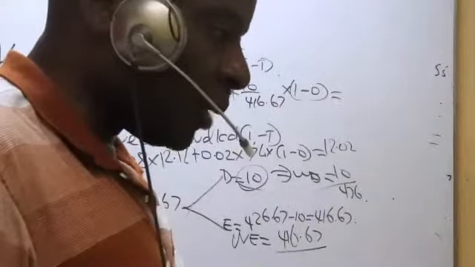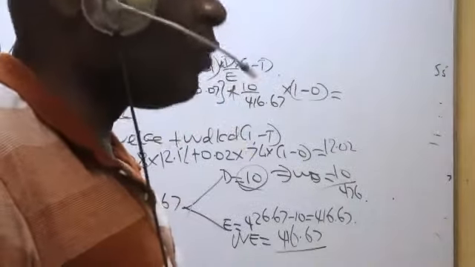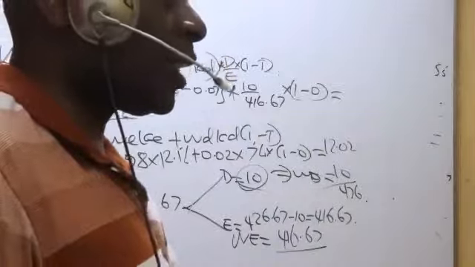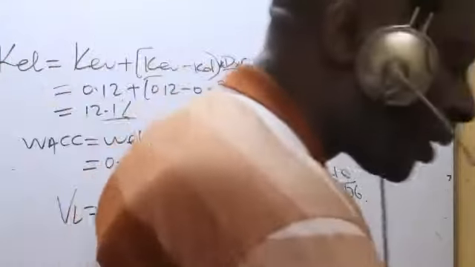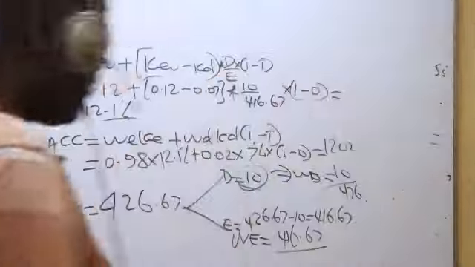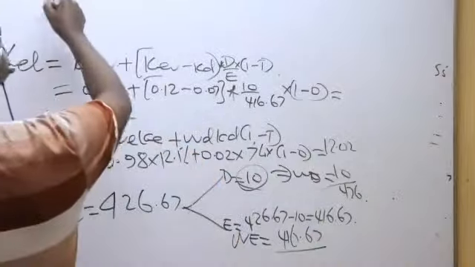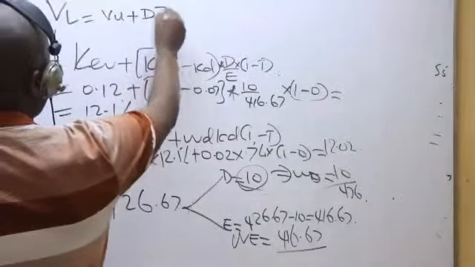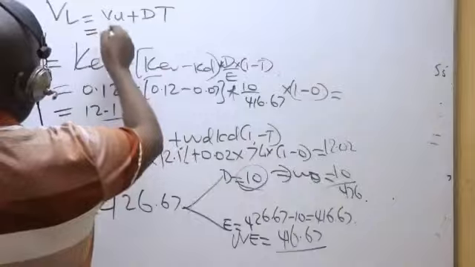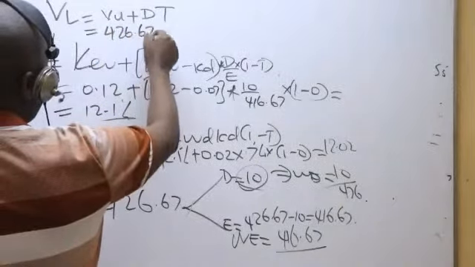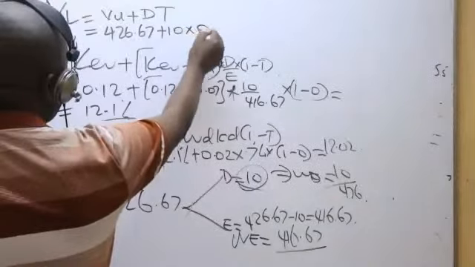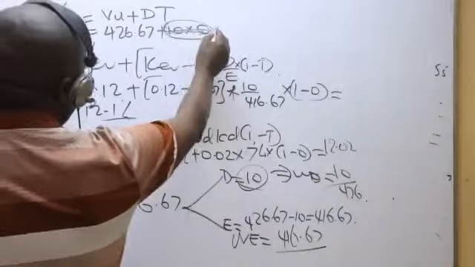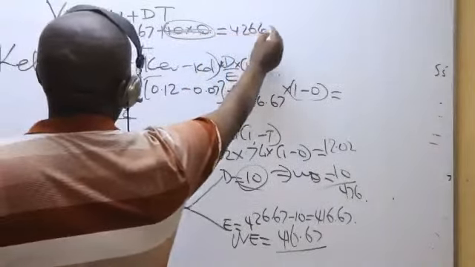Number 2, Roman, looks like VU plus VD. No, but we have never seen that kind of formula anywhere. We know, ladies and gentlemen, to get the value of a levered firm, we take VU plus debt times tax. Value of unlevered here was 426.67. Debt is 10 and tax is 0, which kills this. You see, 0 multiplied by a number, this number is dead. So that leaves us with 426.67.